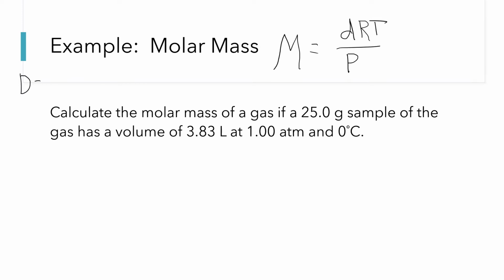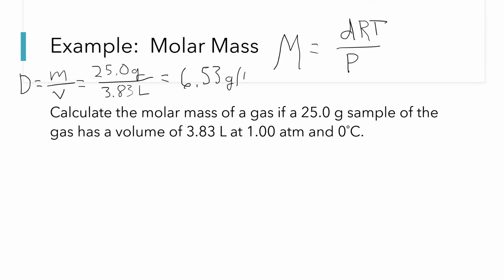Density is equal to mass over volume. And with gases, the densities are generally reported in terms of grams per liter. So we can just take these numbers straight. We've got 25 grams divided by a volume of 3.83 liters. So 25 divided by 3.83, and that's going to give us a density of 6.53. And that's in units of grams per liter.